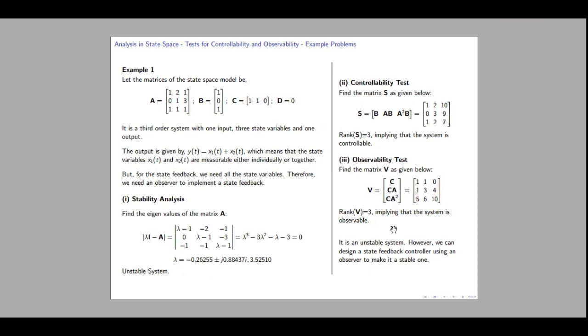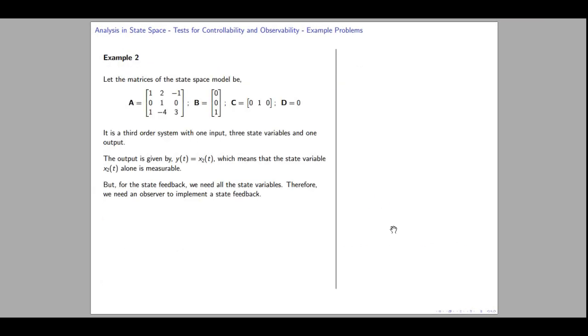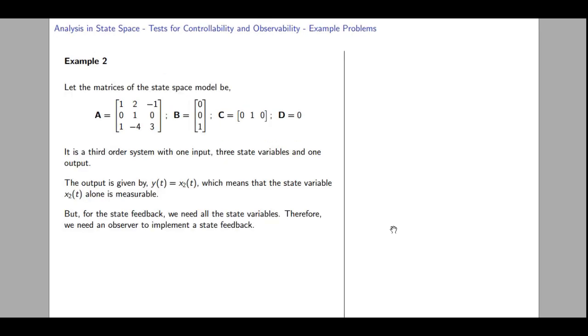Okay, so that is the observation. And let us take another example. And these are the matrices. So let the matrices of the state space model be this. This is also a third order system with one input, three state variables, and one output.